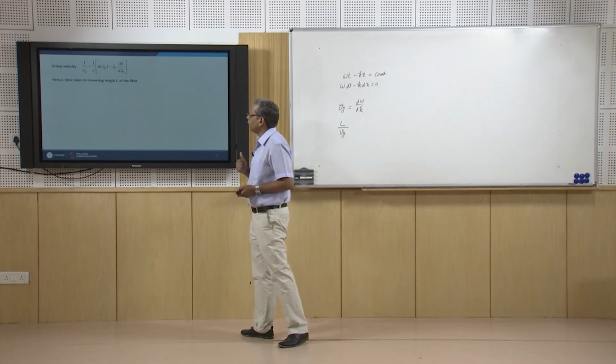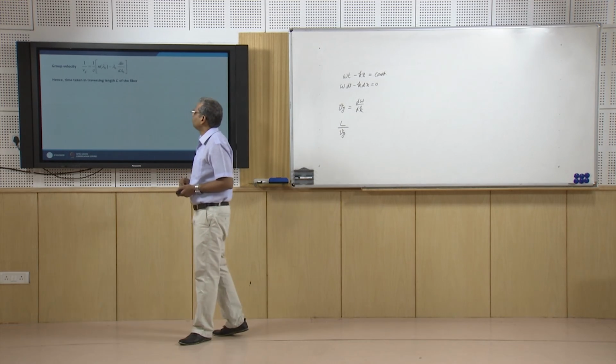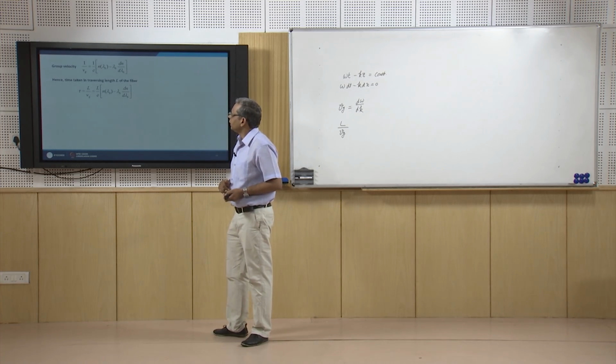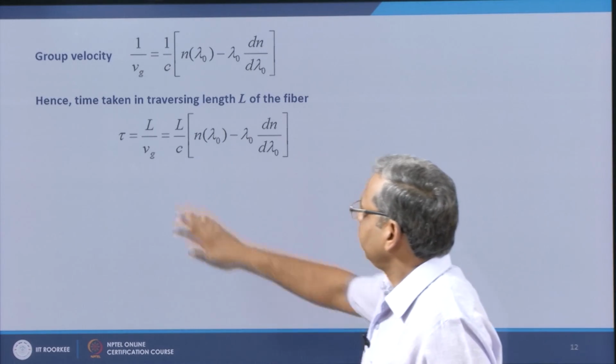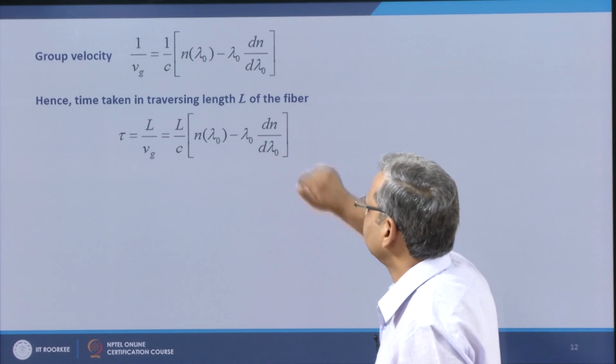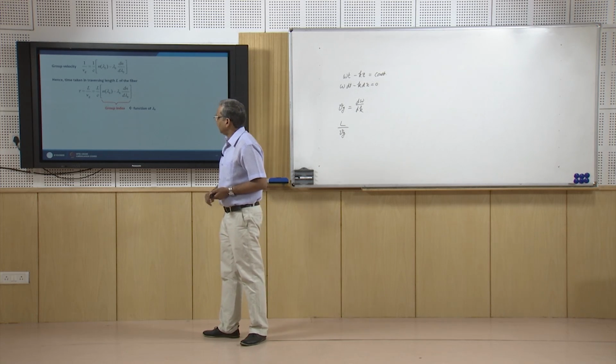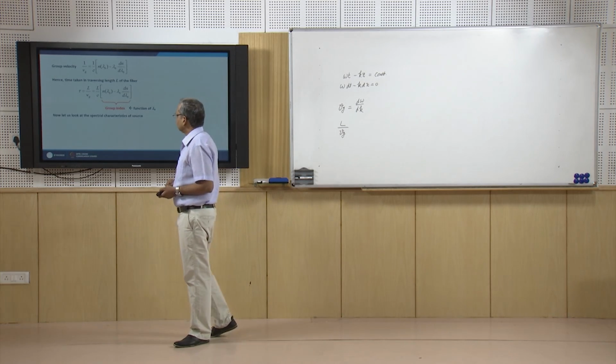Now, let us find out the time taken in traversing length L of the fiber. This would be given by L by Vg, and simply L by c times the group index, and this group index is of course a function of lambda.